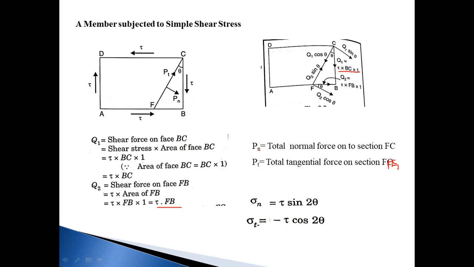So putting the Pn and Pt values and the area of FC, we get sigma n is equal to tau sine 2 theta and sigma t is equal to minus tau cos 2 theta. This is the normal stress and the tangential stress when a member is subjected to simple shear.